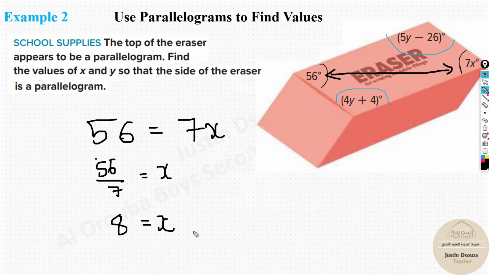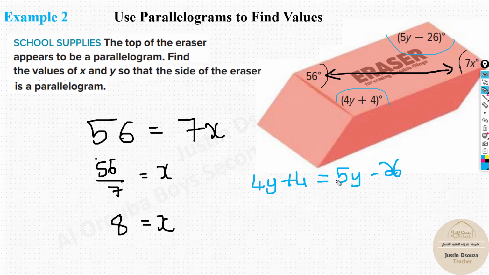Now this is the answer. X is 8. And now what about y? Now let us solve for y. Here we need to equate these both. So it is 4y plus 4 equals 5y minus 26. All you need to do is solve for y.